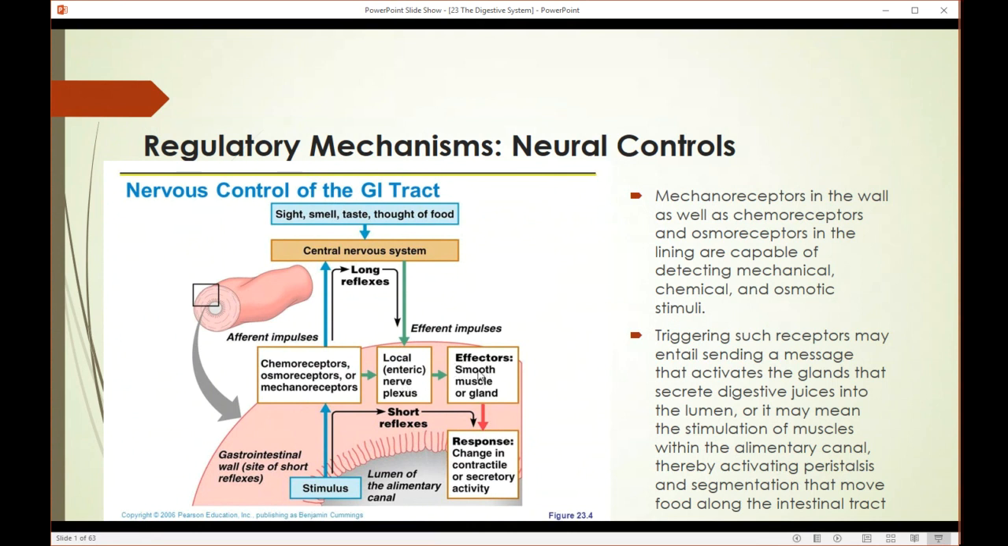And then that's going to send a message out to our smooth muscle and glands, and they're going to start to change their contractile or their secretory activity. We also get a stimulus here. For instance, when we eat, we get a stimulus because we're going to have mechanical, chemical, and osmotic stimuli within the wall. Those chemoreceptors, osmoreceptors, and mechanical receptors are going to send that signal back up. But this is a reflex response.